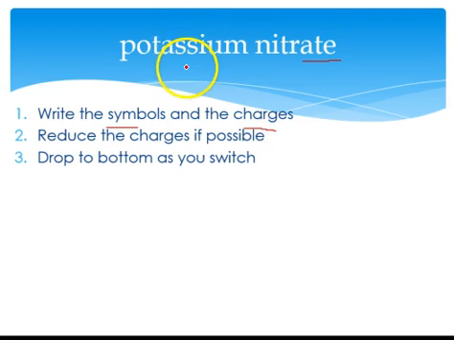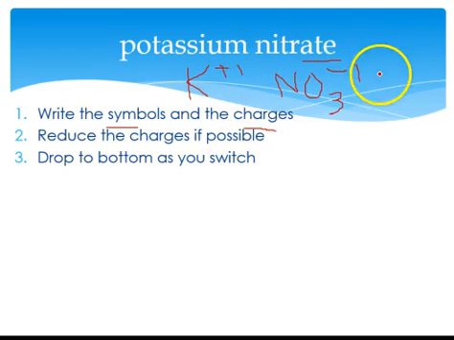So the symbol and charge for potassium is K and a +1. I know that because potassium is one of the weird 11. Nitrate, I find it on my chart or I have it memorized: NO3 -1. That's symbols and charges. The second step is reduce if you can. Well, 1 and 1 don't reduce, so I am reduce if possible. And then switch to subscripts.